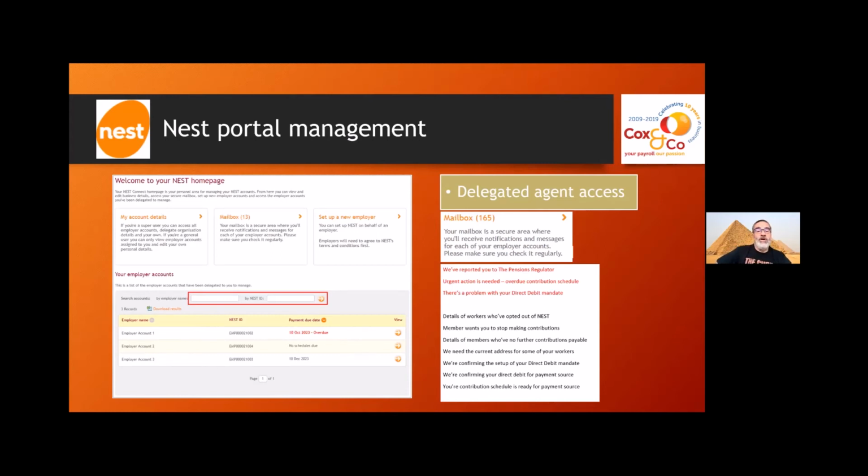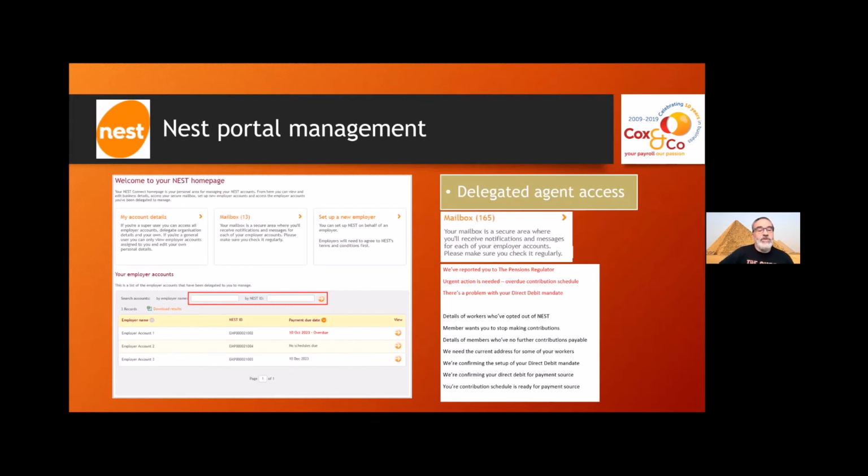And the employer details will be entered on Nest. You have to enter them in order to set up an account. And at that point, a link would have been issued to give you delegated access, but often, they're not acted upon for whatever reason. If you've got an account and you haven't seen it and you want to see it, we can reissue those delegated access requests, and you can have a little look. But yeah, it looks something like this.